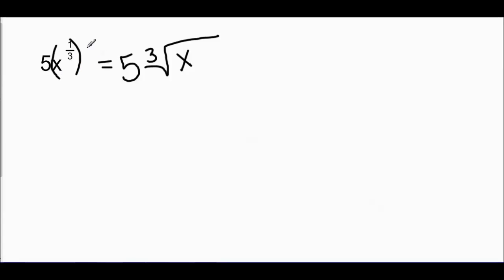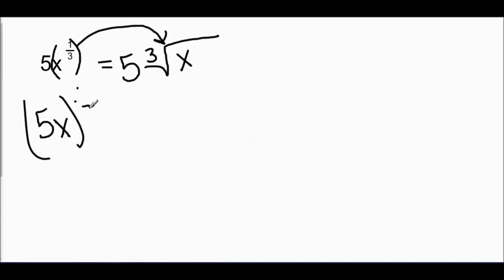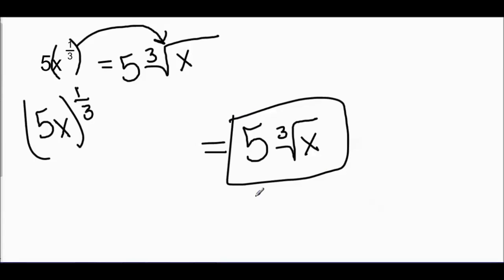This right here is what changed to the radical, not the 5. If that had been 5x in parentheses to the 1/3 power, then the 5 would have been in the radicand. But since it's not, it stays like that. 5 times the third root of x. And that would be your simplified version of that in radical form.